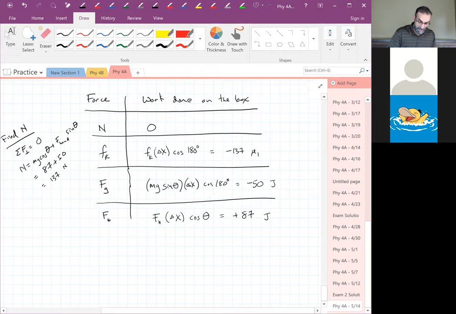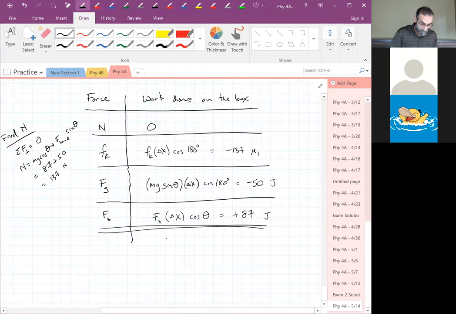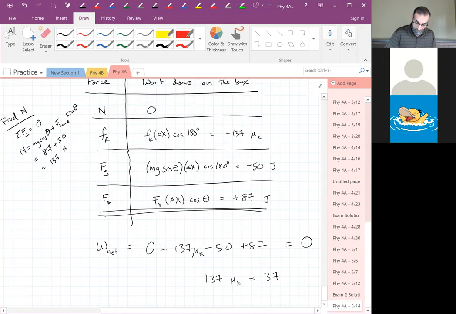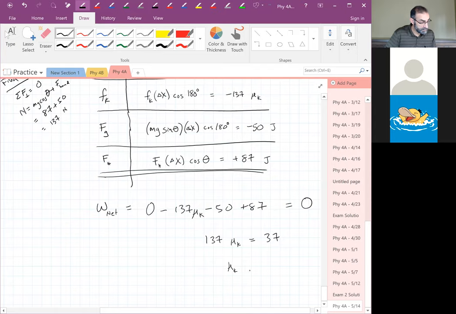So I'm ready to add these up, right? So work, zero, minus 137 mu minus 50 plus 87. I get about 137 mu, there we go. And then I said this has to equal, what does this have to equal? It has to equal zero, right? There's no net work being done here. And so we get 137 mu is 37, or mu is about 0.27.